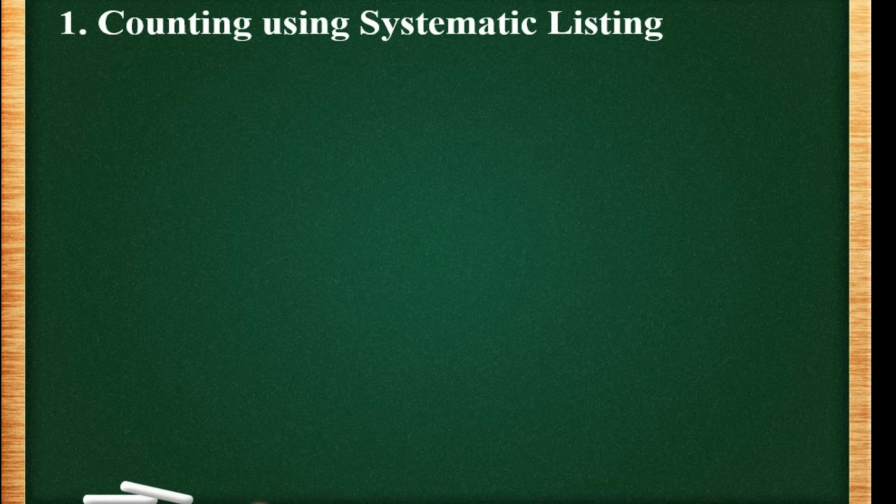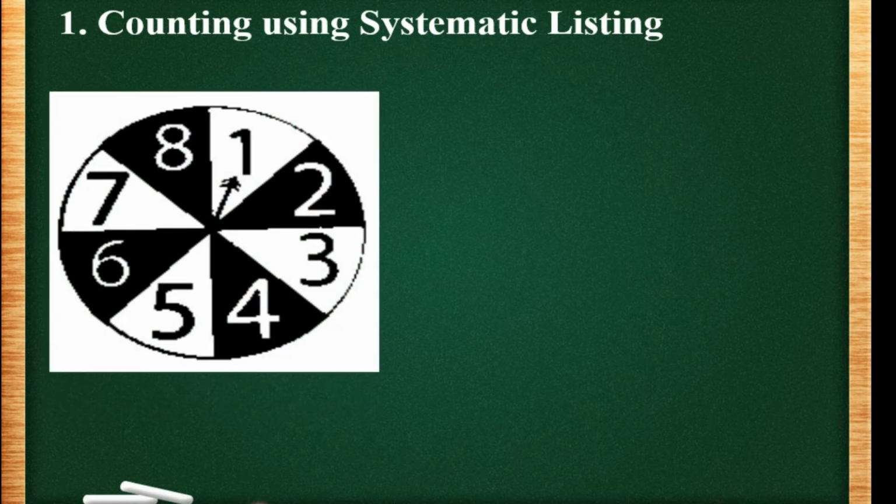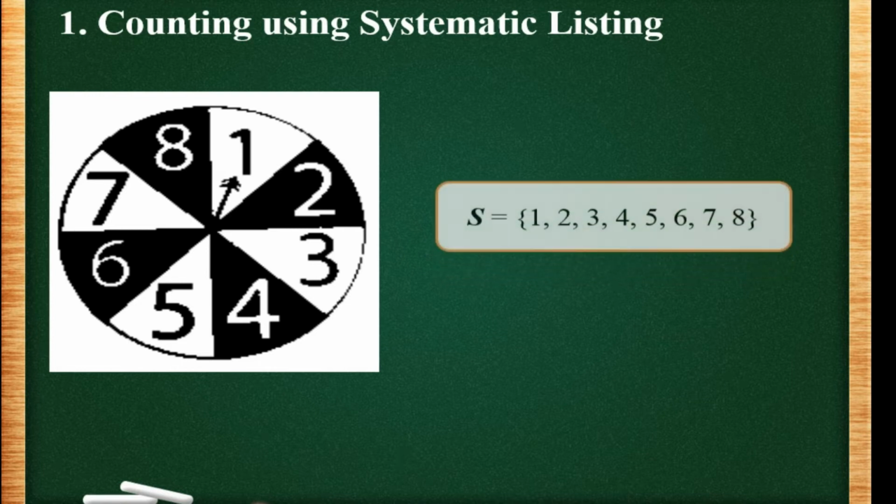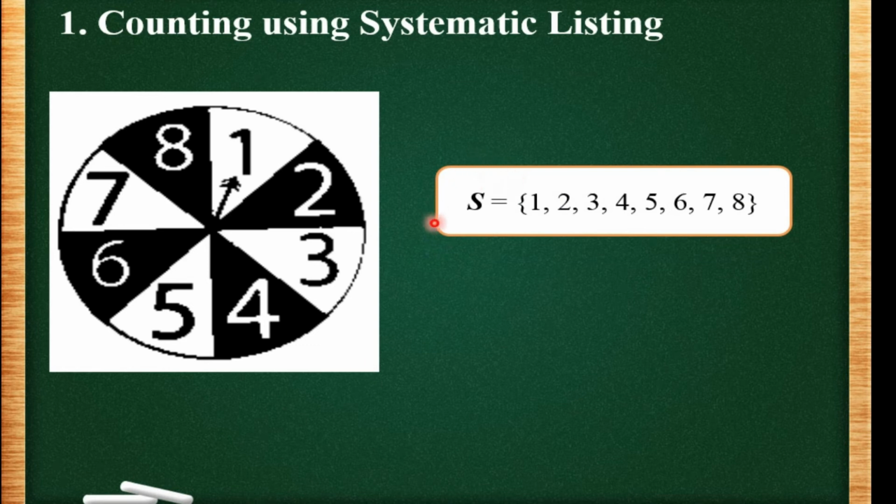Systematic listing is used for very simple experiments. This is employed by listing the possible outcomes in order such that no result will be missed. Let us consider the spin wheel. Start from listing without missing any to come up with elements in the sample space. So that your sample space will look like this.